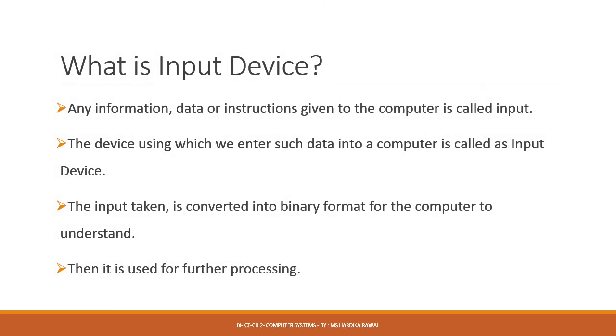Any information, data or instructions given to the computer is called an input. The device using which we enter such data into the computer is known as an input device. Any input device takes input, then converts it into binary form for the computer to understand and then passes it on to the CPU for processing, because all digital computers can understand only binary data. Input can be both data or instructions.